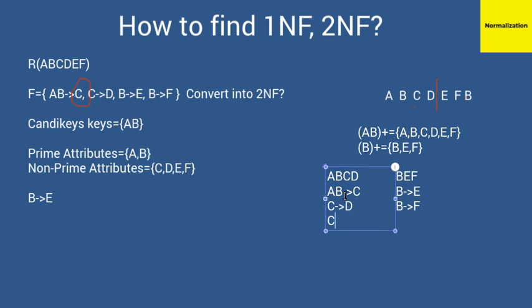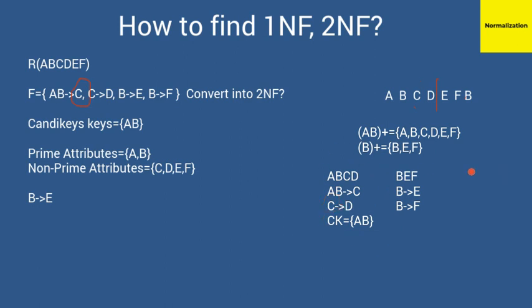Let the CK be the candidate key, and here you will get that candidate key as AB, because with AB you can derive C and D. Now check: this is not a part of AB, so leave it. This is also not a part of AB, so leave it. So this is in 2NF.